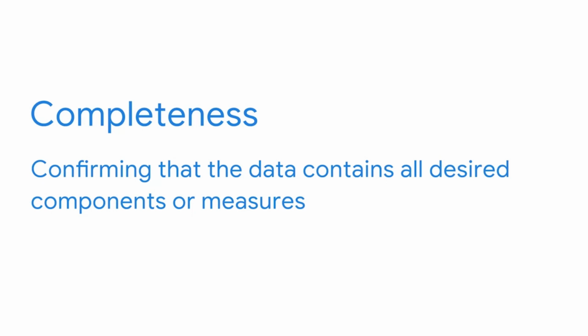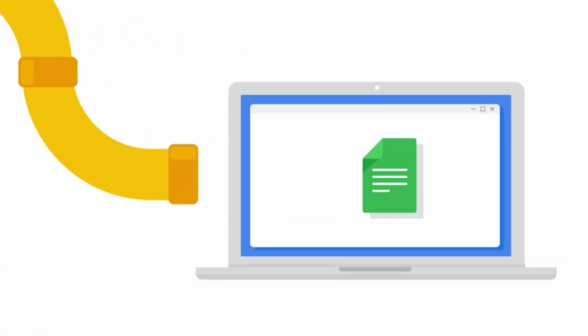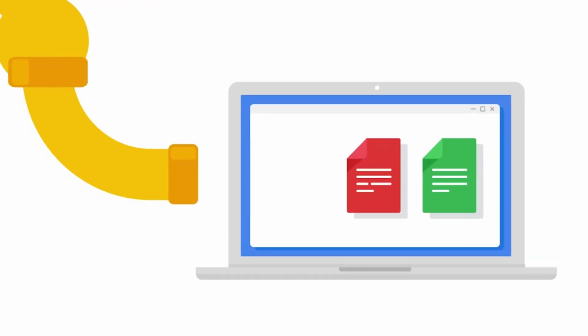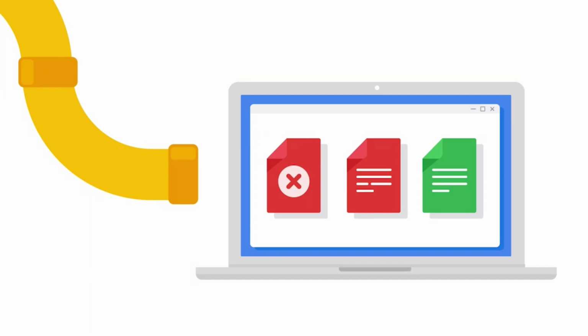This involves confirming that the data contains all desired components or measures. For example, imagine you're working with sales data and you have an ETL pipeline that delivers monthly data to target tables. These target tables are used to generate reports for stakeholders. If the data being moved through the pipeline is missing a week of data, or information about one of the best-selling products, or another key metric, then the calculations used to create reports won't have complete, accurate data.